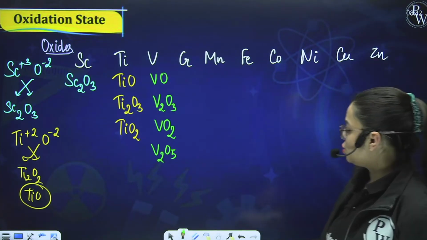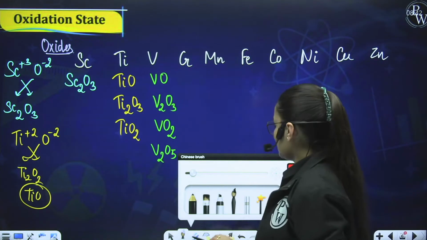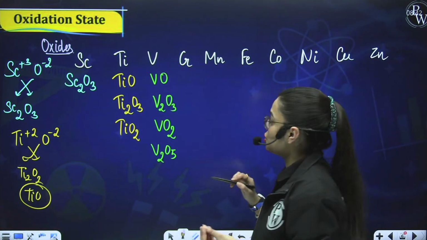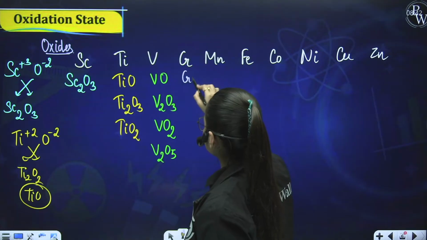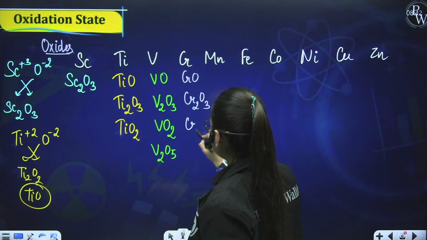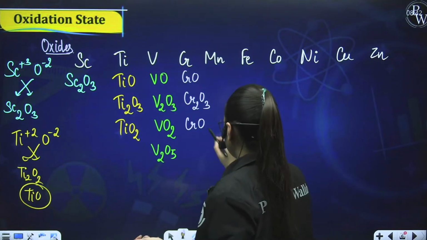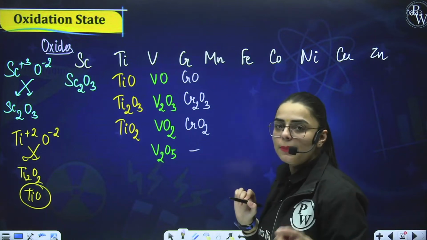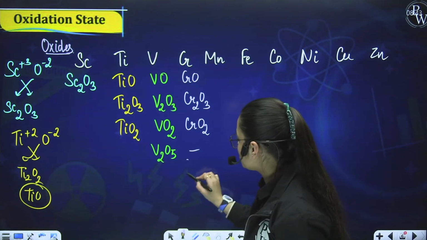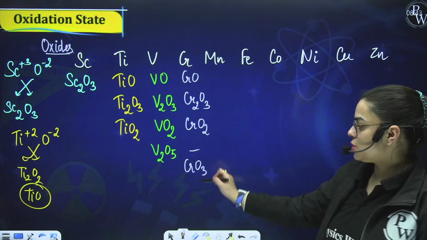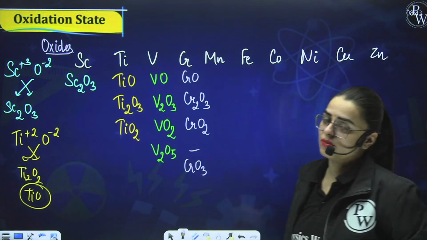Right. Now moving on to chromium. Again, we are going to write the same thing. Chromium, when it forms an oxide with oxygen, in +2 oxidation state, will form CrO. In +3, it will form Cr2O3. Here it will form CrO2. Now it won't form any compound in +5, but yes, it can show +6 oxidation state also, so it will form CrO3. Is it clear? In +5 there is no compound. In +6, yes, there is a compound, so I have written it over here.